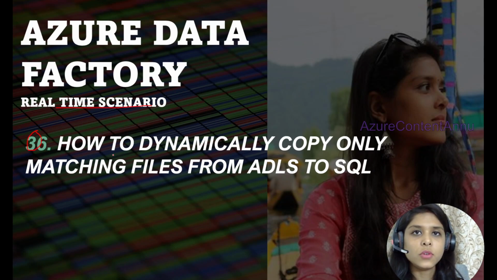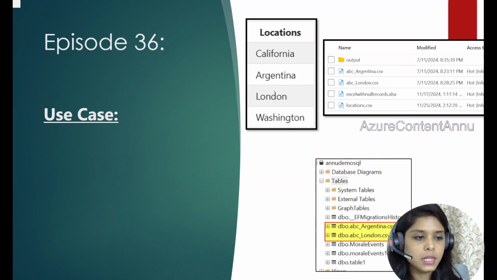In this video, we are going to learn how to dynamically copy only the matching files from ADLS to SQL. So let's see the use case in detail. I have a file called location.csv where there's a column called locations, and inside that column there are a few locations present. You can see there are 4 rows here. First is California, then Argentina, then London, and then Washington.